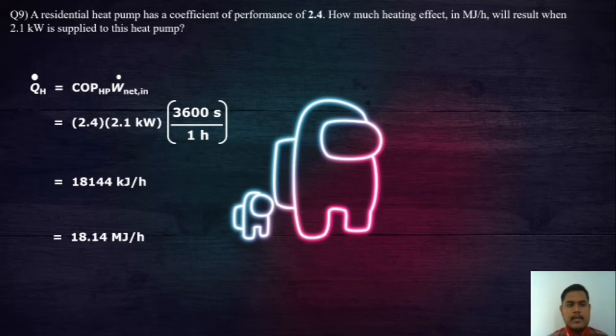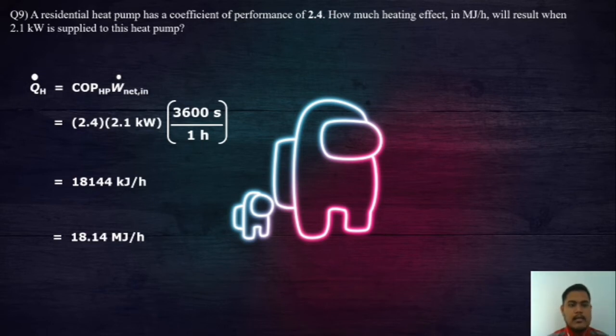Now, I would like to explain the answer for tutorial chapter 4. The question given is, a residential heat pump has a coefficient of performance of 2.4. How much heating effect in megajoule per hour will result when 2.1 kilowatt is supplied to this heat pump? So this is the example answer for question 9.